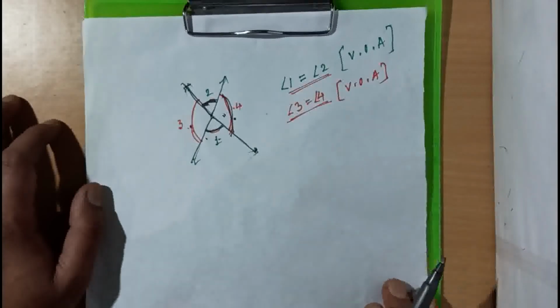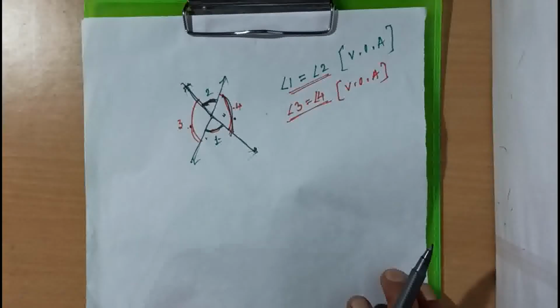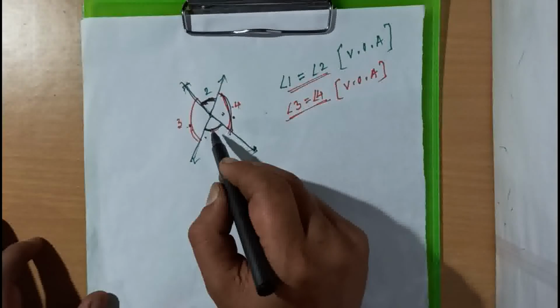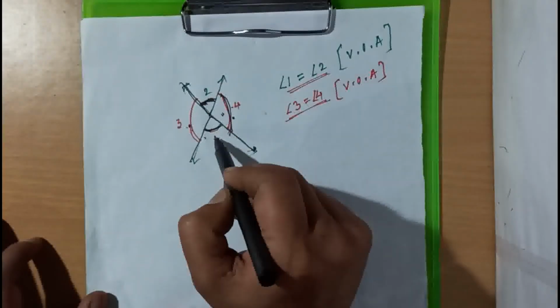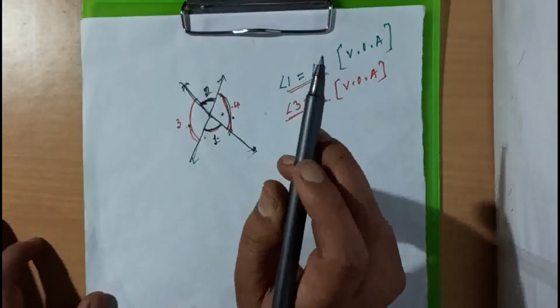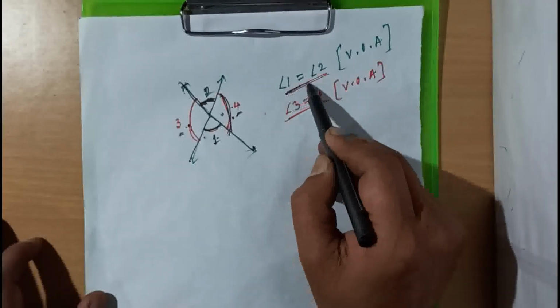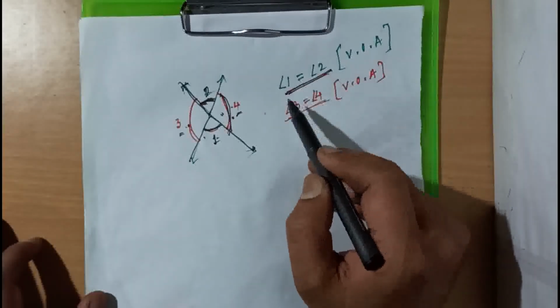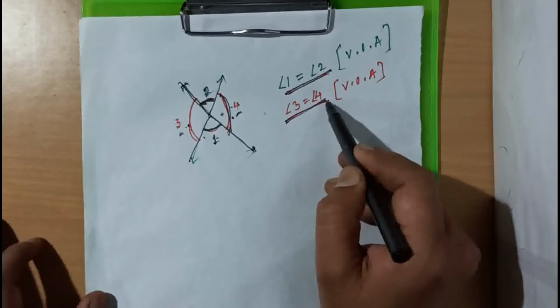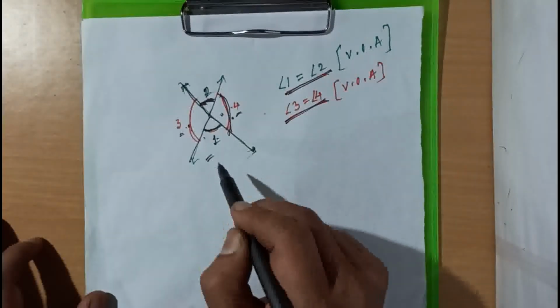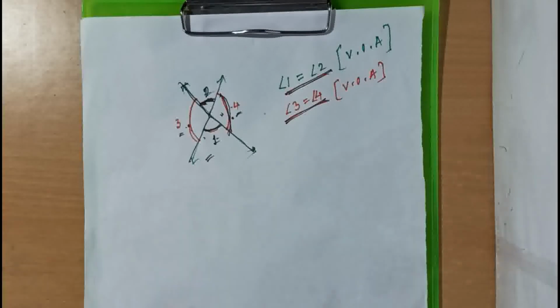So I am showing the linear pair in vertically opposite angles, but basically we are going to learn vertically opposite angles. So angle 1 and angle 2 are vertically opposite. Angle 3 and angle 4 are vertically opposite, and angle 1 and angle 2 will be equal whatever the value, and angle 3 and angle 4 are always equal. You can try this yourself to verify by drawing a figure.